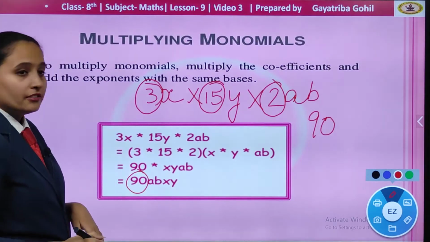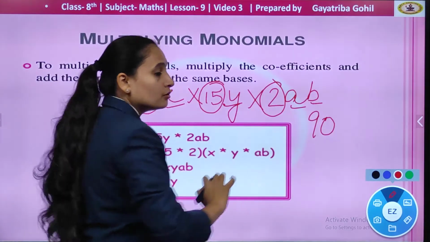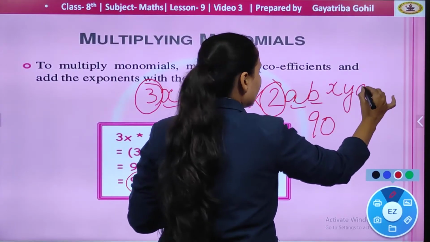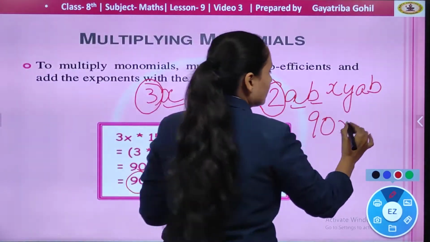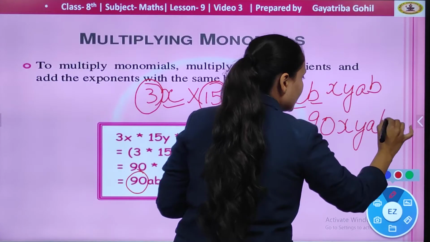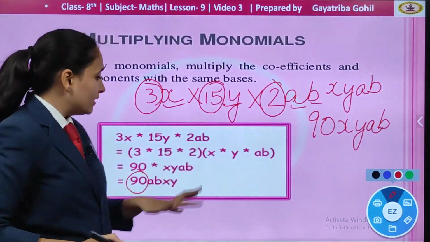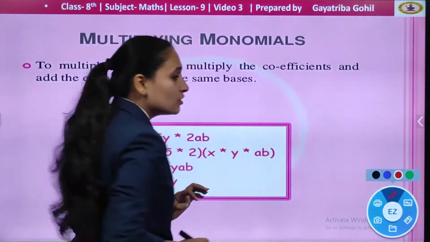Now what are the variables? Take all the variables: x into y into a into b. So this will become xyab, right? So here you will write xyab. So your answer will be 90xyab. Now here the powers were 1, so there was no problem.